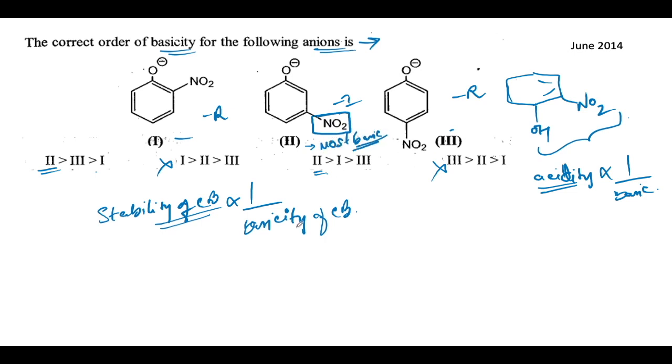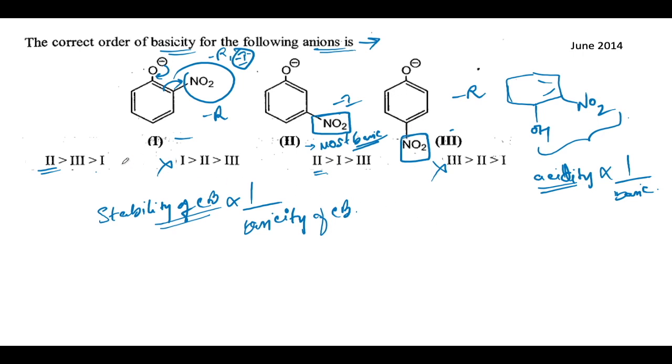This is going to be the most basic. Now what after that? Who is going to be more basic from the other? So as we see, guys, the O minus, the negative charge, is distributed into the nitro which is present on the ortho group. So here you have a minus R effect as well as a minus I effect, which is going to be greater than the minus I effect at the para position.